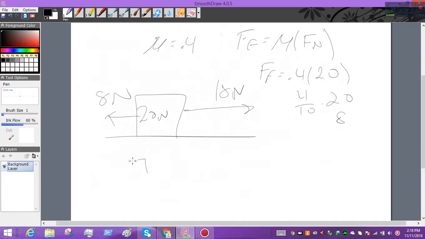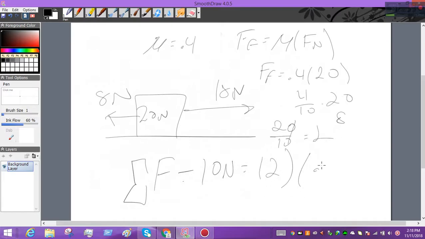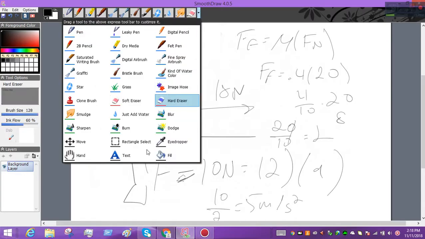So we know that our net force equals 10 newtons equals mass times acceleration. And this time, I'm going to get the mass right. So 20 divided by 10 equals 2, not 10. So we've got 2 kilograms times acceleration. So 10 divided by 2 equals 5 meters per second squared. Okay. Next problem.